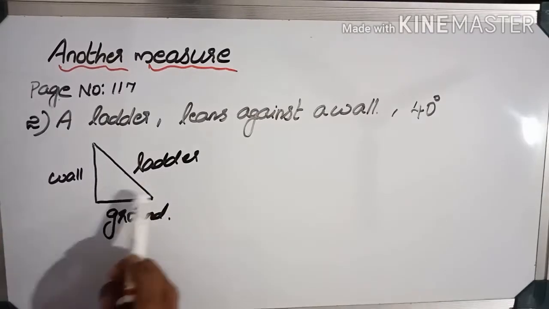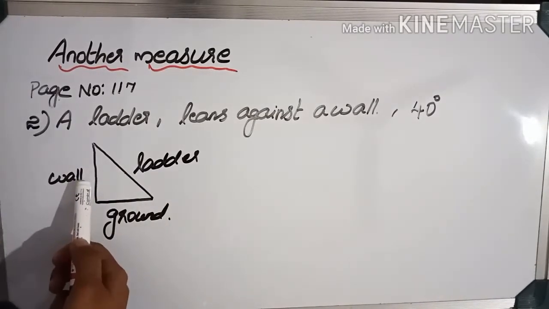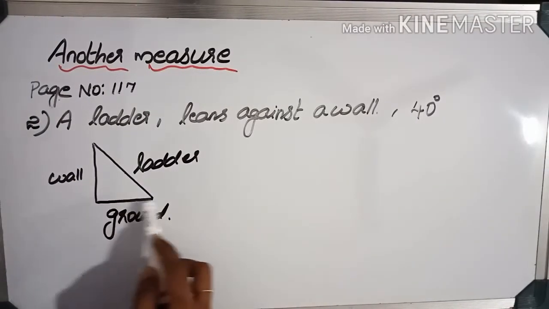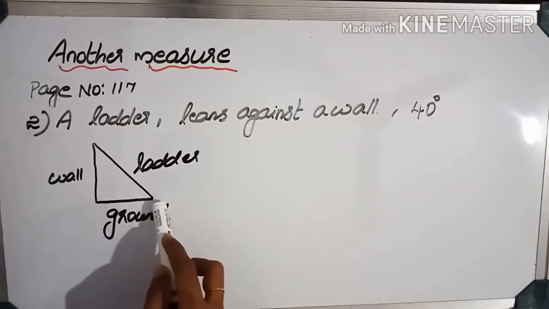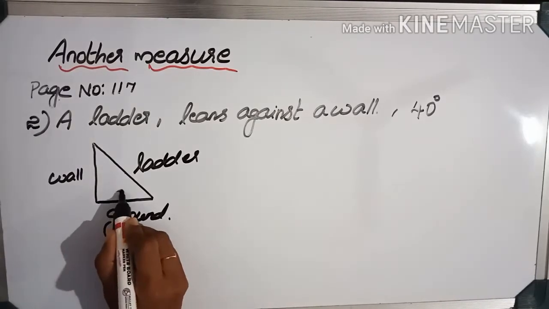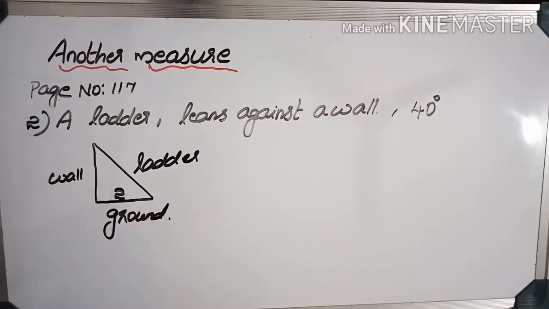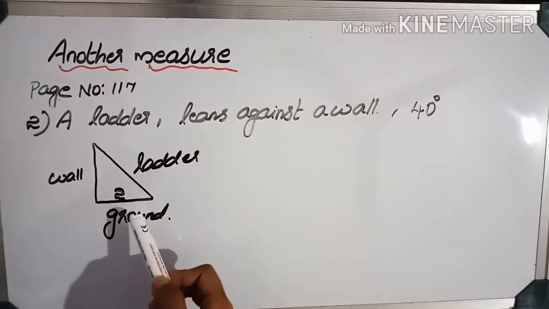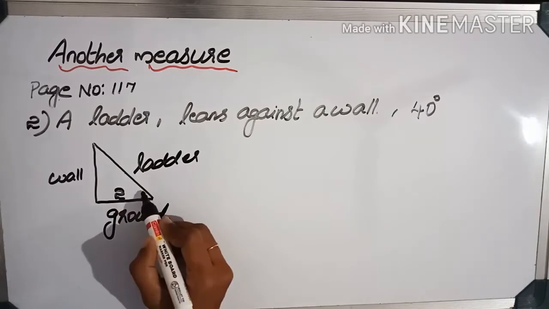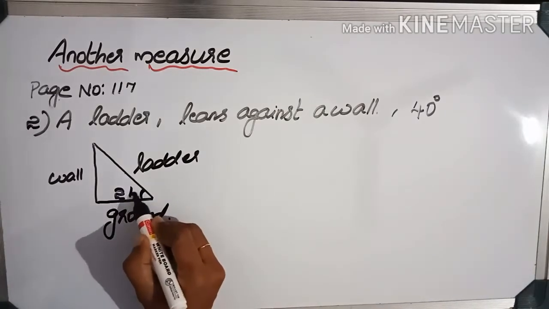So here a ladder leans against a wall and distance is given. From the foot of the ladder to the wall, distance is given as 2 meter. So this distance is 2 meter. One more is given, angle between this ladder and ground. Angle between ladder and ground is 40 degree. That means this will be 40 degree angle.